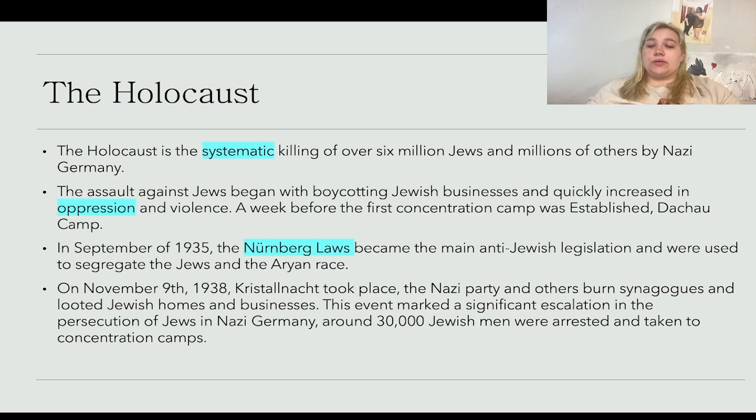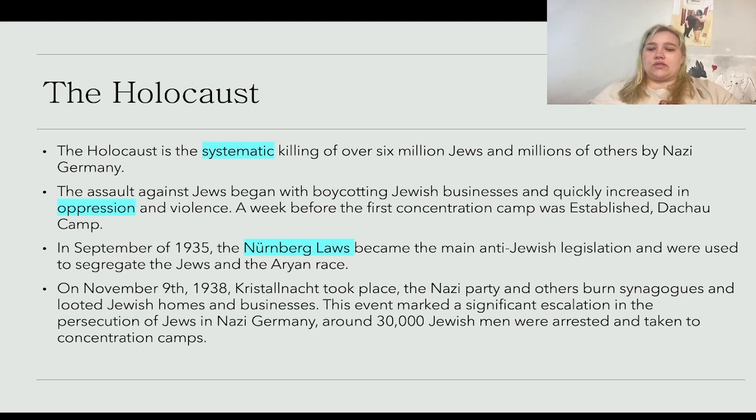And then in September of 1935, we have the Nuremberg Laws, which became the main anti-Jewish legislation and were used to segregate Jews and the Aryan race. Some of these laws were that Jews couldn't marry non-Jews. They weren't allowed to converse anymore, I believe. They shut down all Jewish businesses. Jews had to wear the Star of David, just things like that.